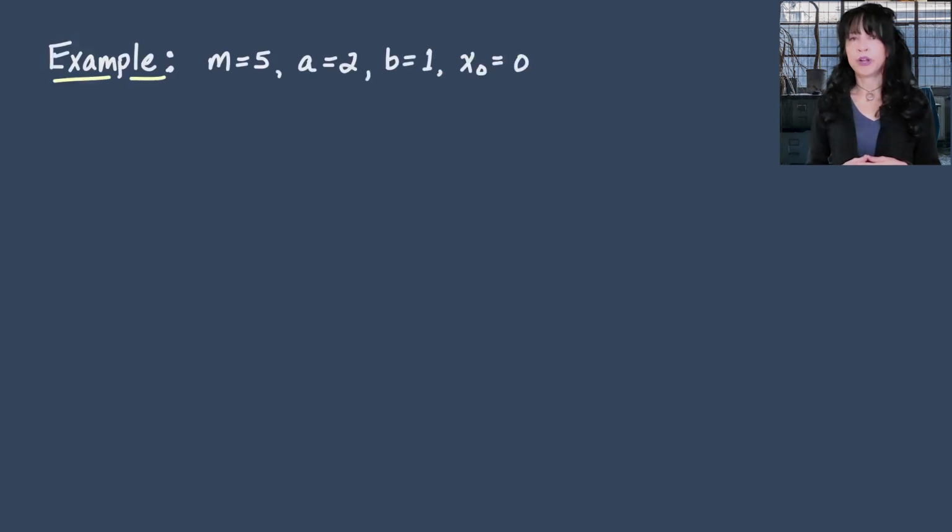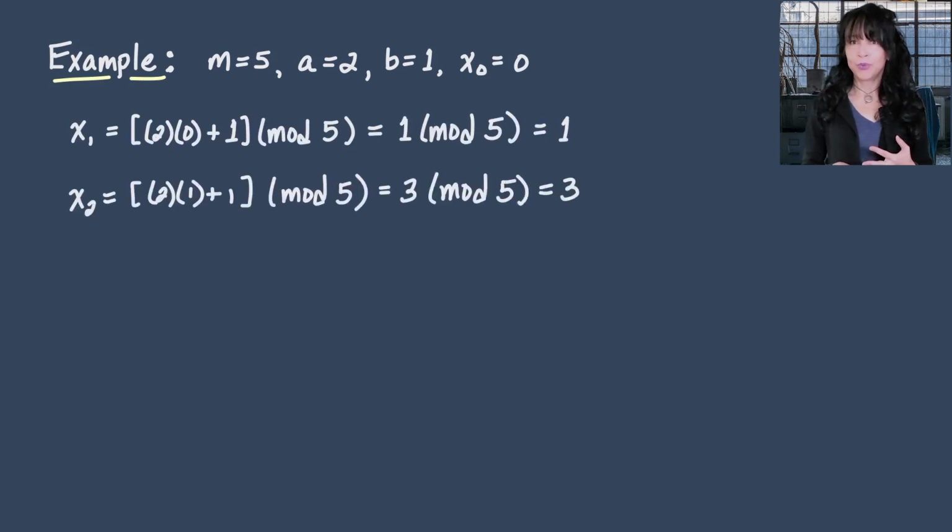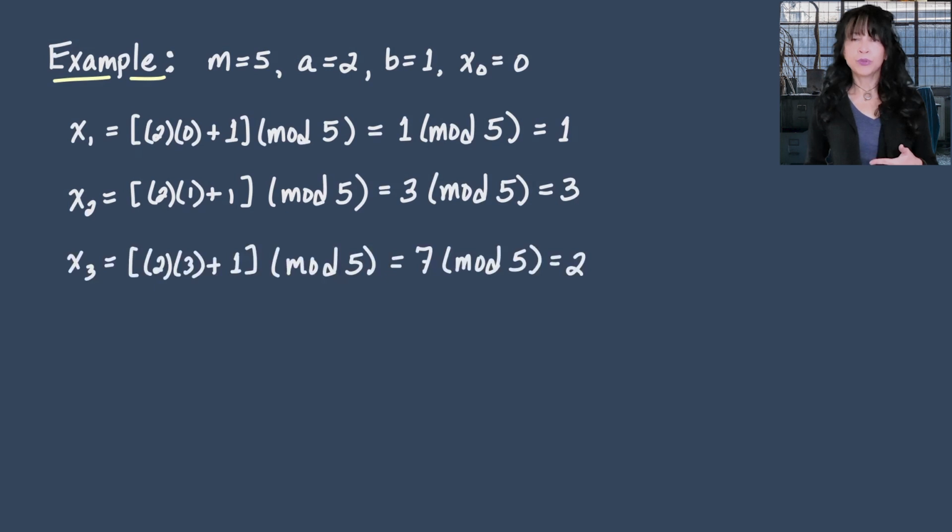I'm going to choose some parameters: m equals 5, a equals 2, b equals 1, and x naught equals 0. Let's produce x1. I'm going to take a times x naught plus b, so that's 2 times 0 plus 1 for a total of 1. I'm going to mod out 5. The result is 1. And now I'm going to compute x2. For x2, I'm going to take a times x1 plus b, and that's 2 times 1 plus 1 for a total of 3. I'm going to mod out 5 and get 3, and so on. So when I compute x3, I get 2. When I compute x4, I get 0.